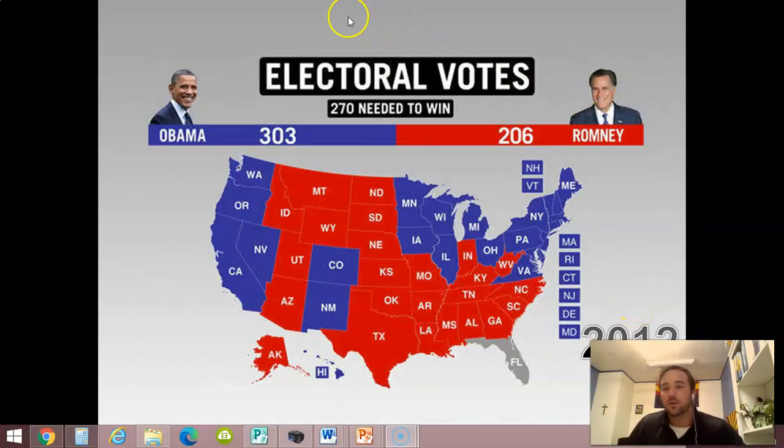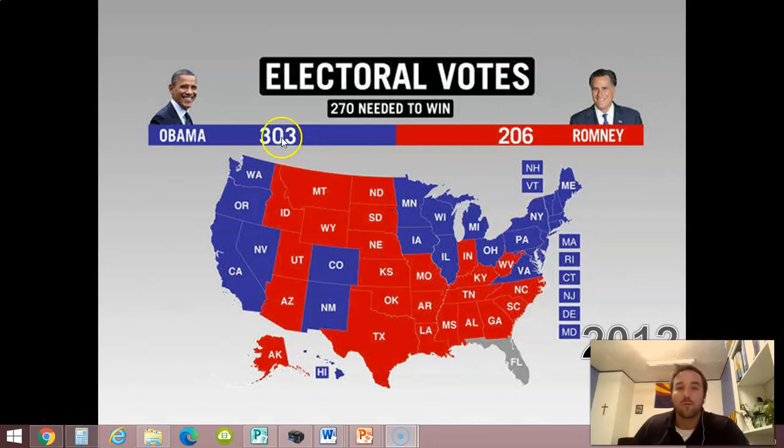If you look at 2012, this was between President Obama and Mitt Romney. You can see that it went a little bit differently. In 2012, President Obama won 303 Electoral College votes. I'm sorry I don't have this map with the numbers in, but you can see some of the big states like California and Illinois and New York, those have a lot of Electoral College votes.